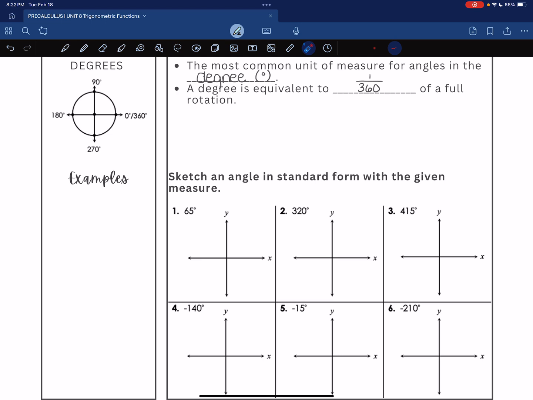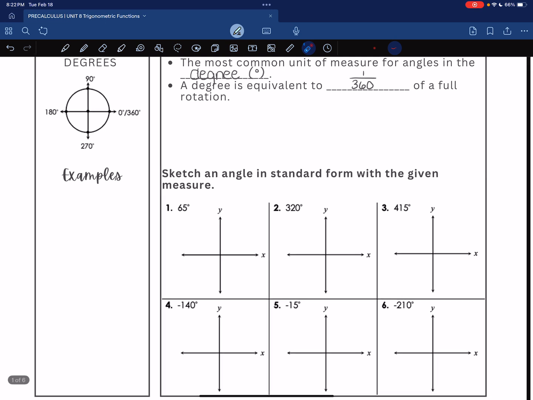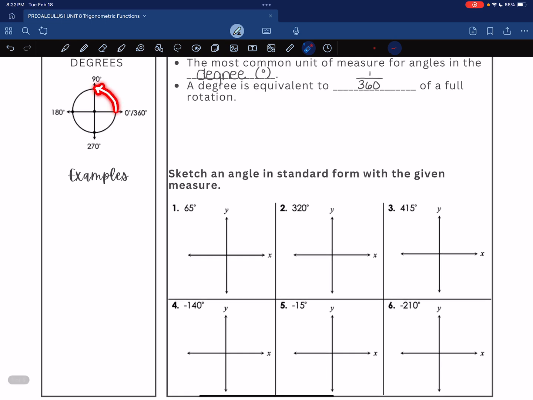Now, what we're going to do here is sketch an angle in standard form with the given measures. So what we need to know is where we're starting, and then if we're rotating positively or negatively. Remember that a rotation up to this point would be 90 degrees. A half rotation is 180. Three-quarters of a circle is 270, and all the way around is 360. That helps you break your coordinate plane into quadrants and identify the special quadrant angles.